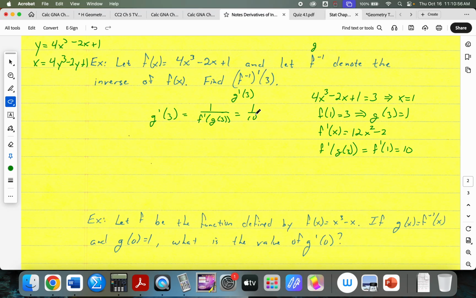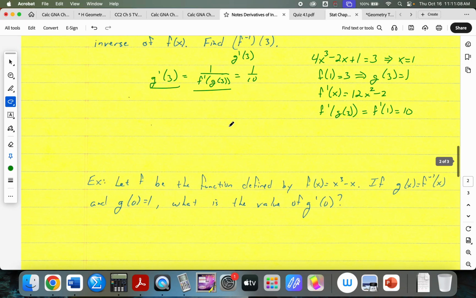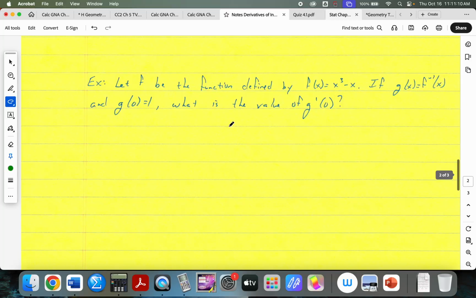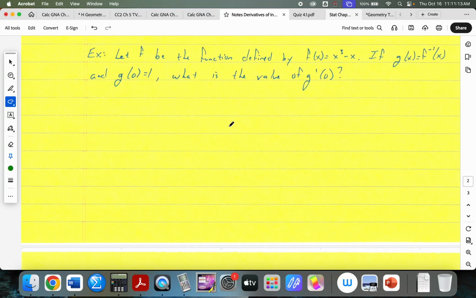So you have to start off with that derivative rule for inverse functions and then kind of peel your way through it. Let's look at this next one, which is actually slightly easier. It says, let f be the function defined by f of x is equal to x cubed minus x. Again, really horrible to try to find an inverse function for that. If g of x is the inverse of f of x and g of 0 is equal to 1, what's the value of g prime at 0?